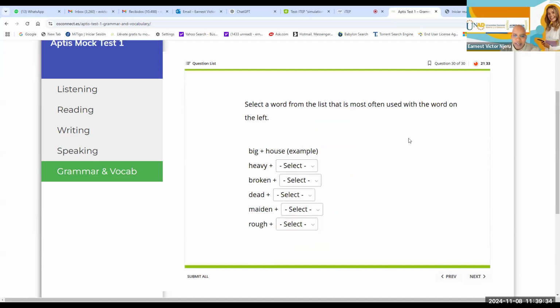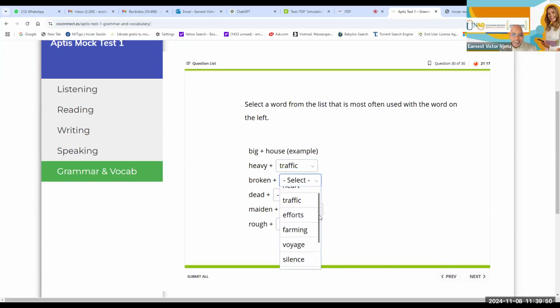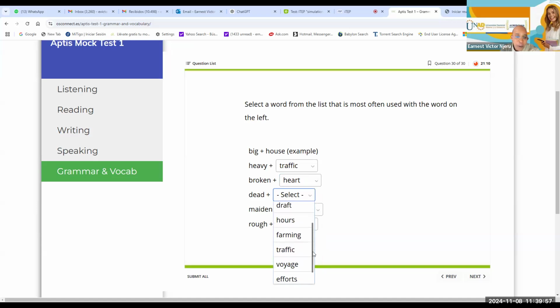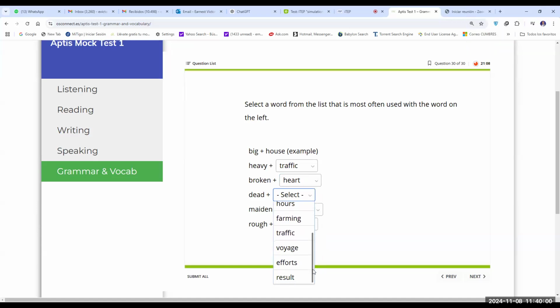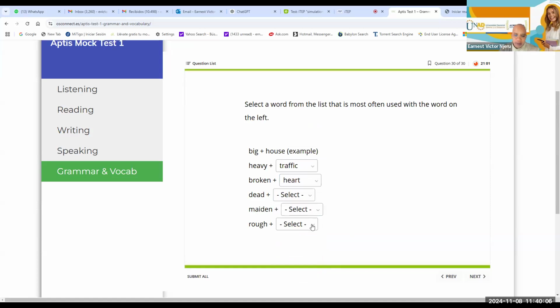Then we go to the last part and then we finish. Select one from the list that is most often used with the one on the left. Okay. These are like the collocations that we are talking about. Heavy traffic. Good. Broken heart. Okay. Maiden, maybe dead. We don't know. So you leave it. We don't know. Okay, we go to this one.